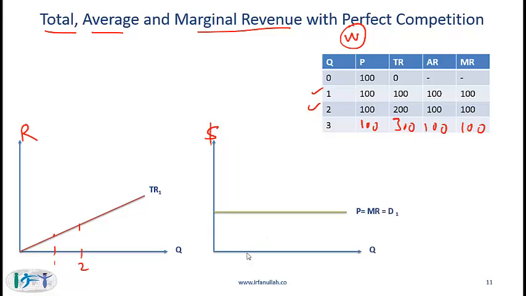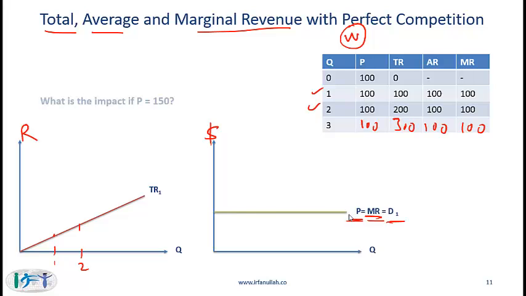Notice that no matter what the quantity, the price is 100. This is a characteristic of a purely competitive or a perfectly competitive market, and we'll discuss this in more detail in the next reading. But price is 100, marginal revenue in a perfectly competitive market is going to be the same as the price, and this also represents our demand curve.